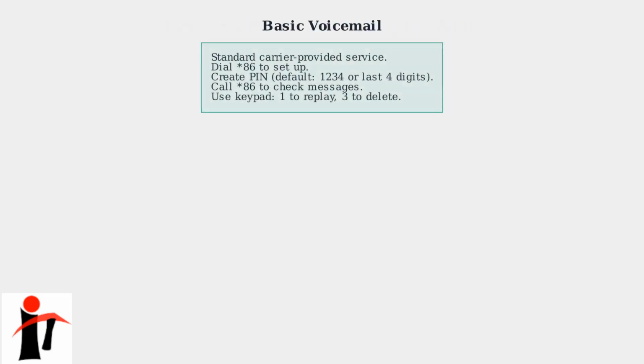Simple Mobile offers two voicemail options, basic voicemail and visual voicemail. Basic voicemail is the standard carrier-provided service. To set it up, dial 86 from your Simple Mobile phone. You'll be prompted to create a PIN. The default is often 1234 or the last four digits of your phone number.